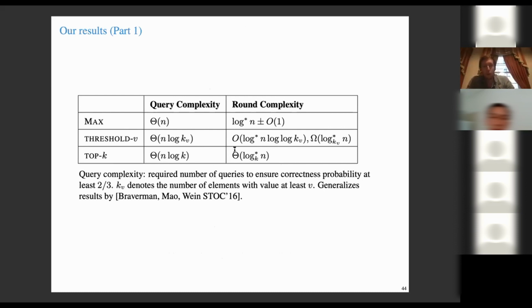You can also get bounds for the threshold problem. There, our bounds are not 100% tight. We have some log k factor in there. It probably shouldn't be there, but that's just how it is for us. As I said, the round complexity for max and for top k is optimal, and the same for the query complexity.